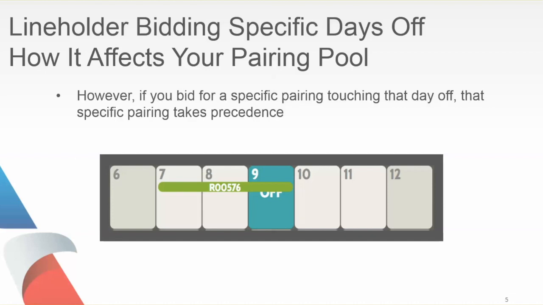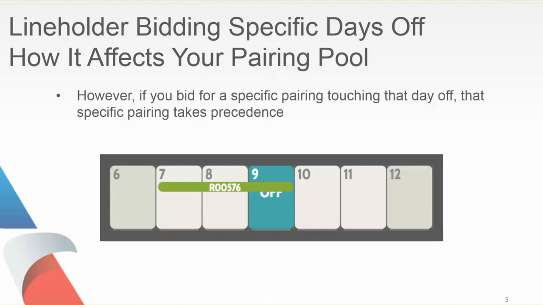You do have the option of bidding specific pairings over the days off you have selected. Let's say you want a certain day off, but there is a trip you would be willing to work that touches that day. By bidding a specific pairing on a day that you also bid as a specific day off, you are telling PBS, give me this pairing if you can, otherwise give me that day off.